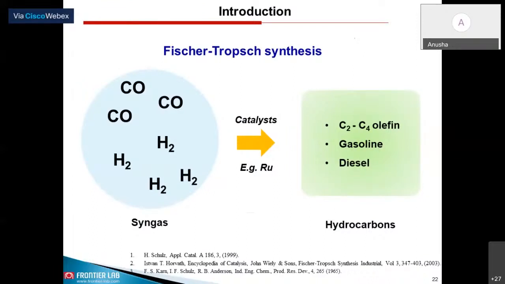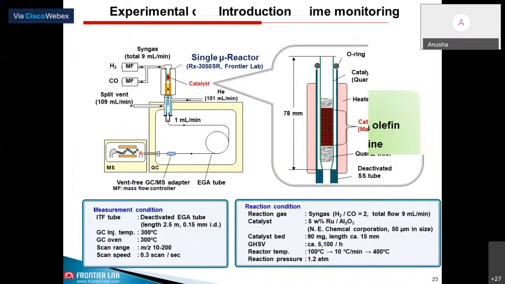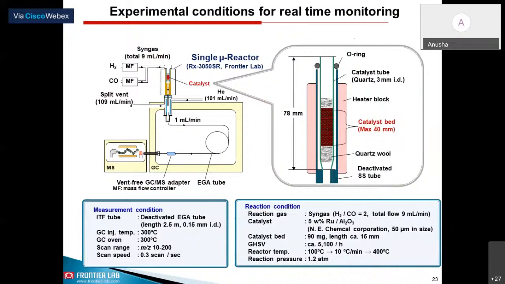To get these C3, C4 and C5 olefins in very high yield, we studied a few conditions, such as reaction temperature and the syngas ratio, using the RU catalyst, which is coupled with the tandem microreactor as well as the GCMS for real-time online monitoring analysis. You can see here the experimental conditions for the real-time monitoring analysis, what conditions have been maintained for it.